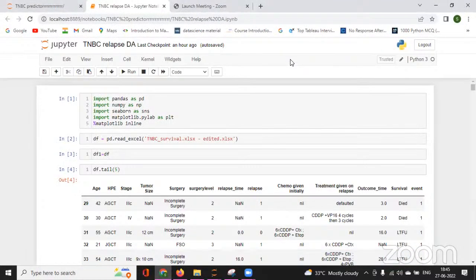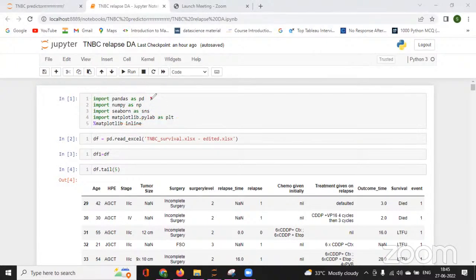In order to do that, first we have to import pandas, and then numpy. For visualization, I'm taking the Seaborn library, SNS, which we will be using for advanced visualization. And then we have matplotlib. You can use any one of those, but I'm importing both.